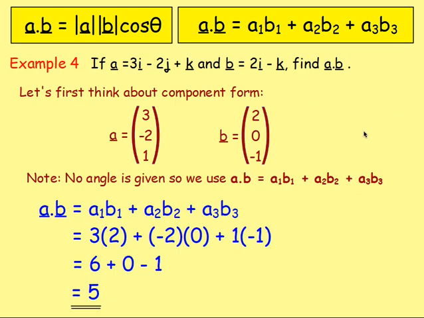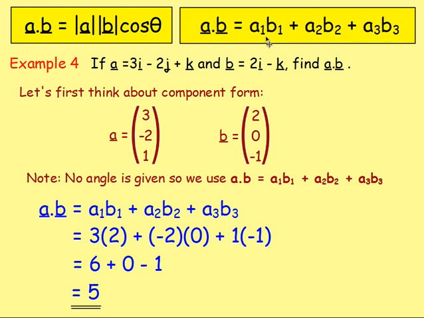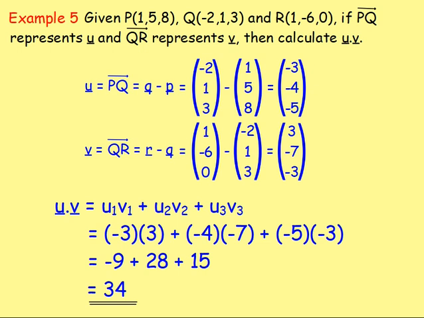Here, we were not given the angle though. So, in that case, we have to use the other formula. This one here, a dot b equals a1b1 plus a2b2 plus a3b3. Thinking about the vectors in component form, really you're doing 3 times 2, negative 2 times 0, 1 times negative 1, and you're adding the result of each of them. So a dot b, your scalar product, would be 5.